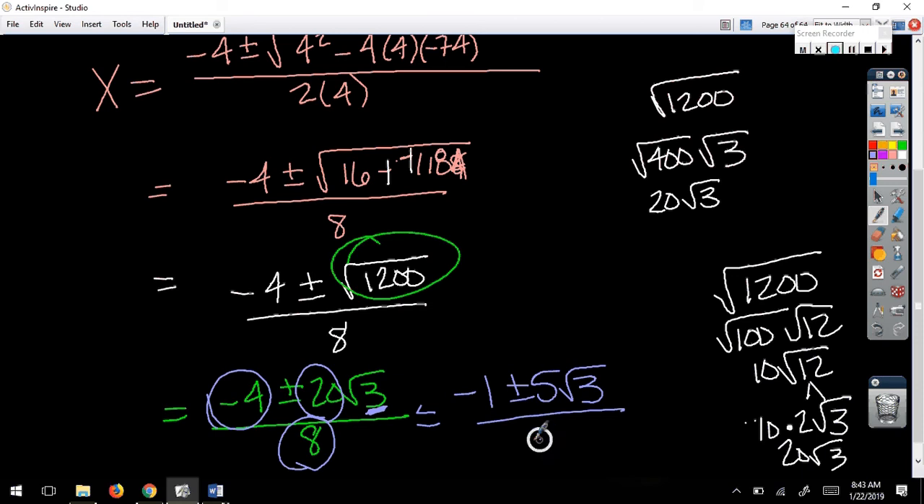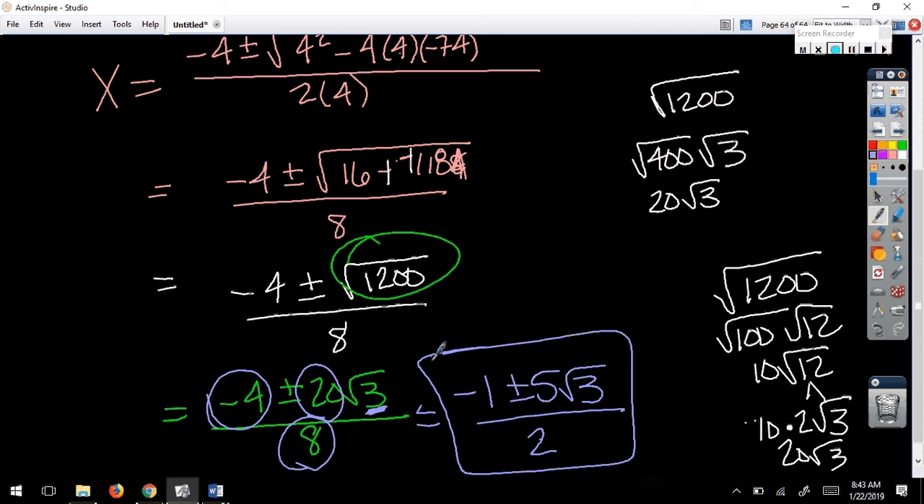And you can leave it just like that. Okay. That's the answer. That's what x equals. That's still two answers, right? It's plus 5 root 3 and minus 5 root 3, so it gives me the two solutions.